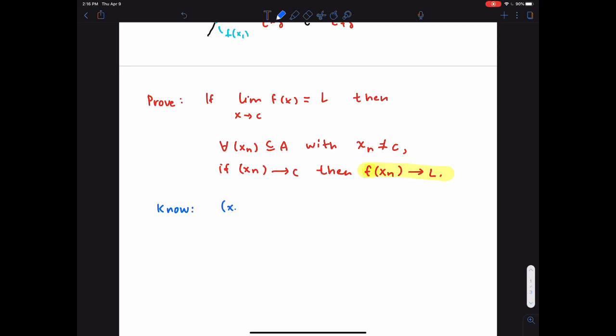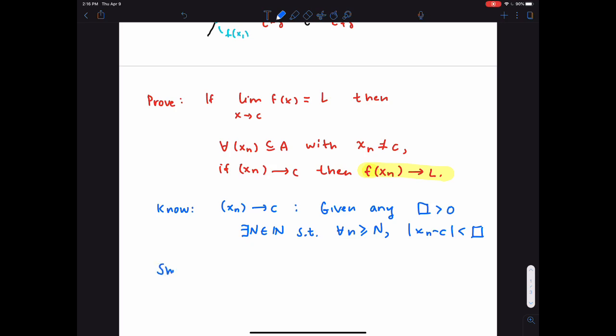So recall that we know xn goes to c, and what that tells us is that given any number greater than 0, I have to be able to chop my tail such that for all little n greater than or equal to that capital N, the distance between xn minus c should be less than whatever that box is.